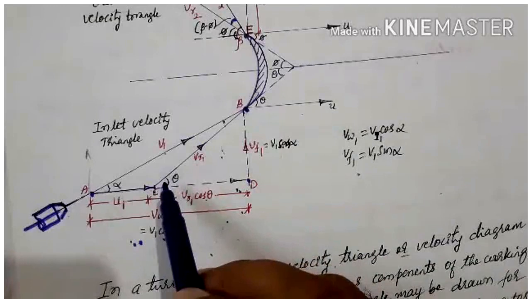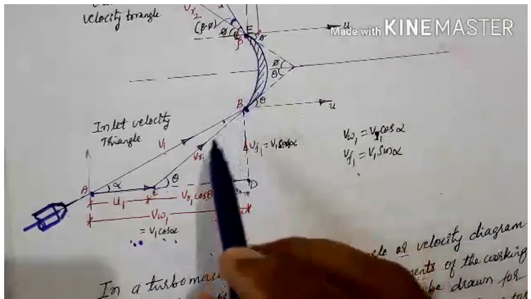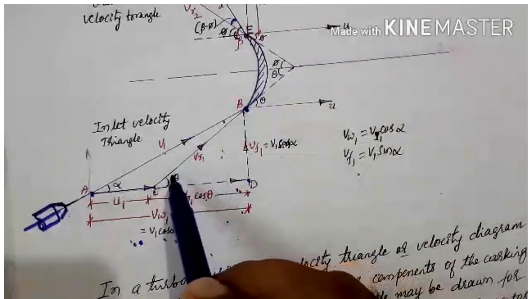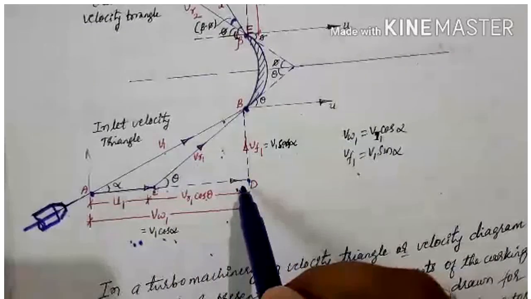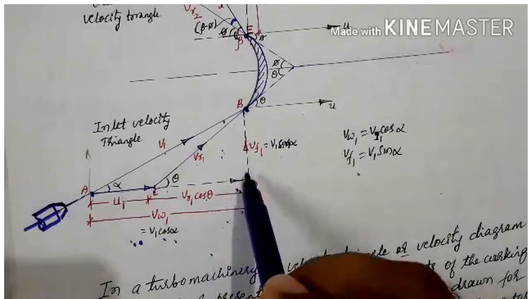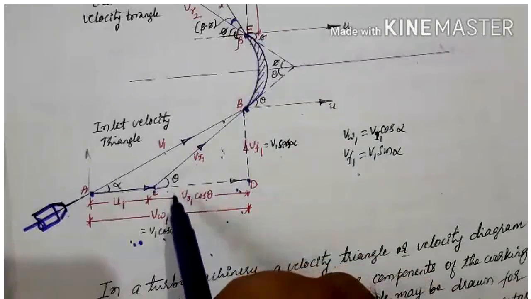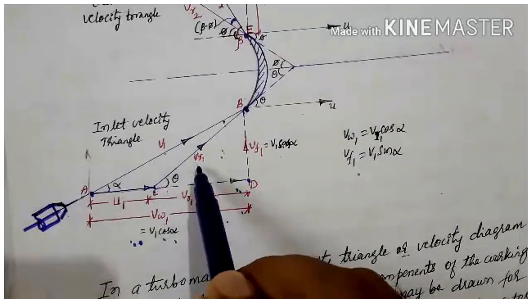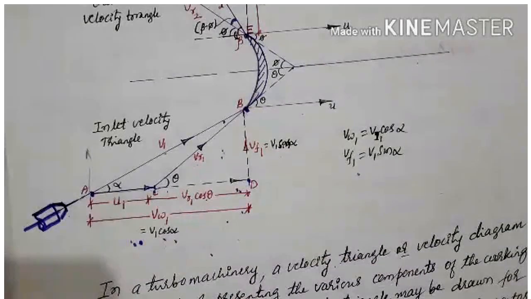And the jet will enter with a velocity VR1 into the blade passage, making an angle of theta with the horizontal. When you resolve this VR1, one in a vertical direction and one in a horizontal direction, you will get VR1 cos theta and VR1 sin theta. So VR1 cos theta is the horizontal component of VR1, as well as VR1 sin theta.